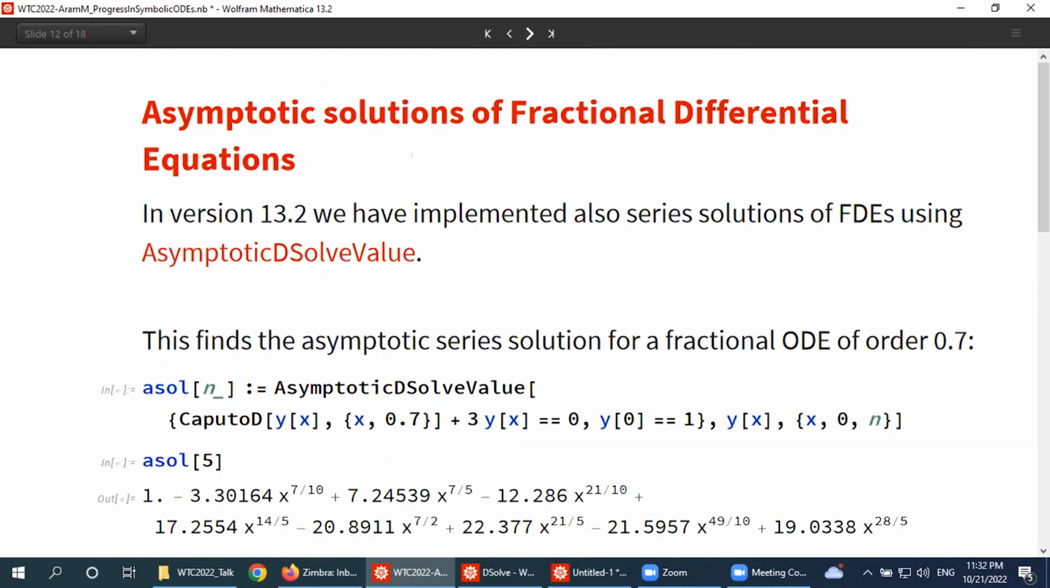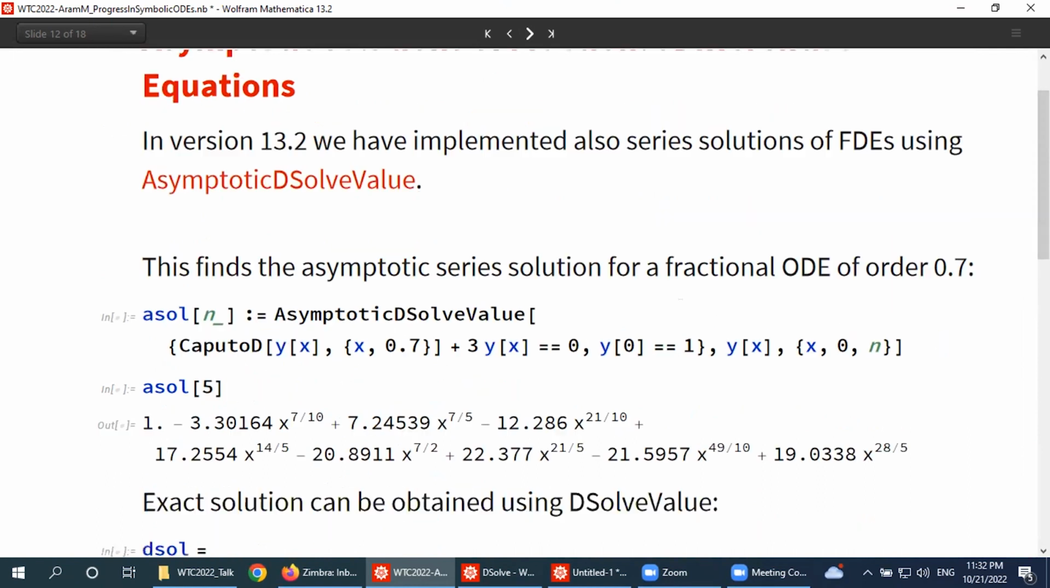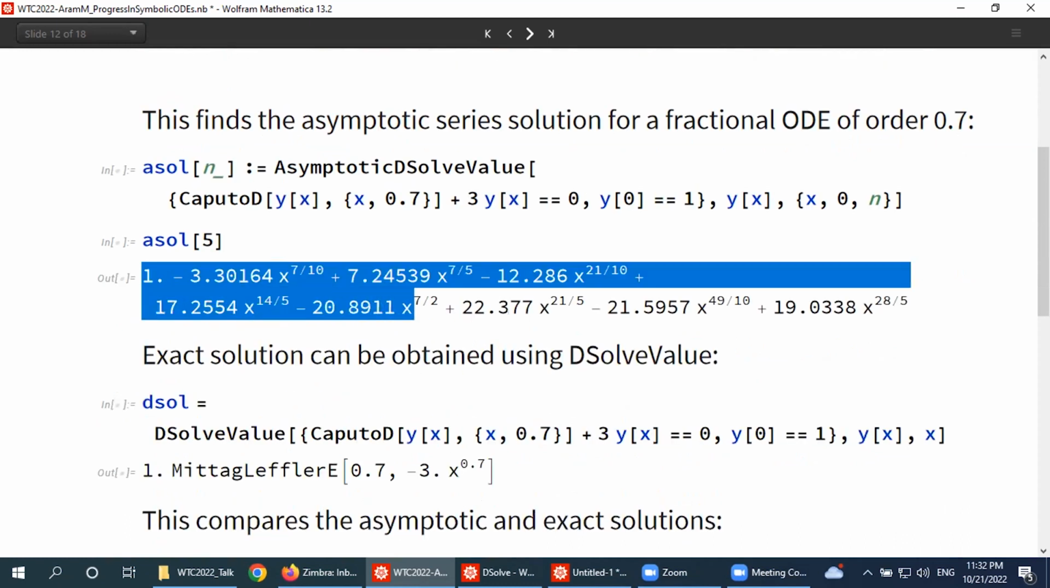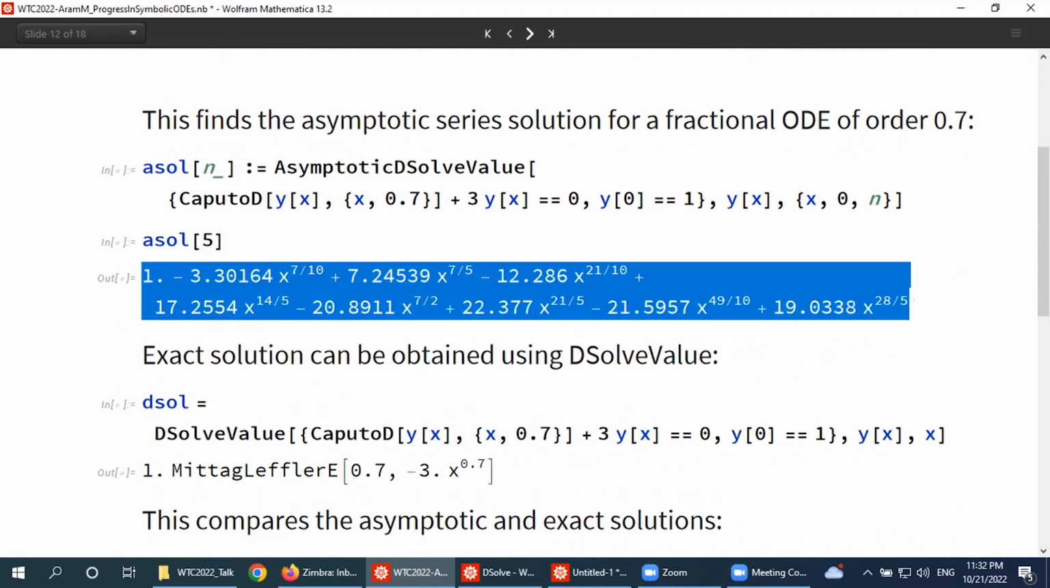Also, I have to say that in version 13.2, we have implemented also asymptotic series solutions for fractional differential equations using AsymptoticDSolveValue function. As an example, let's solve a fractional differential equation of order 0.7. We can solve it using AsymptoticDSolveValue, and here's the solution with approximation order equal to 5.